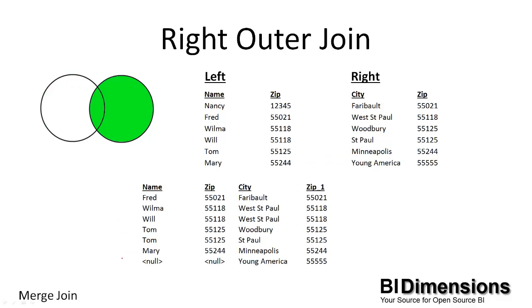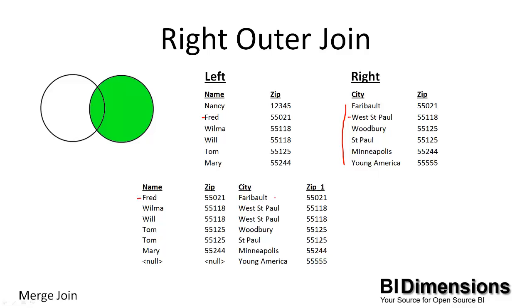There's also the right outer join, which is basically the same thing as the left outer join, except we're starting with the information on the right instead of the left. So we'll take this entire list here that's on the right of cities with zip codes and match those up to the names on the left-hand side. So we start here, and we start with Faribault, and we look and see if there's any 55021s on the left-hand side, and sure enough, we've got Fred here, and so we then match Fred up with Faribault.